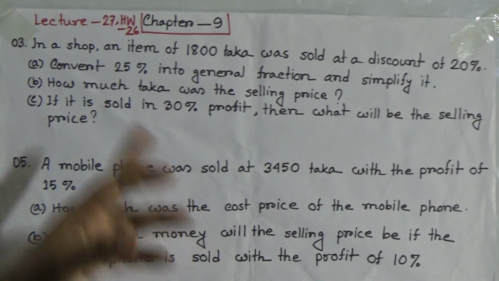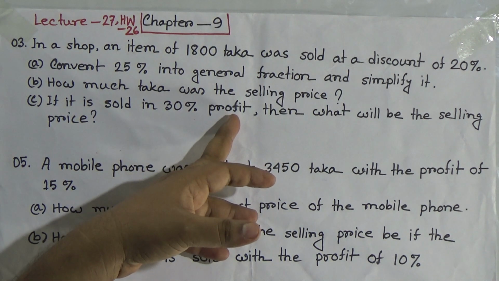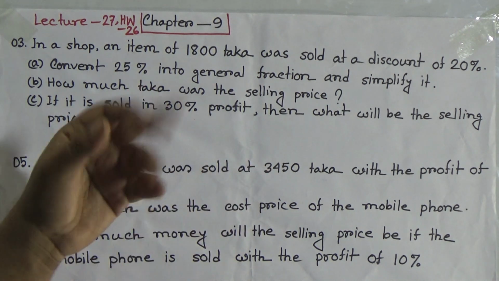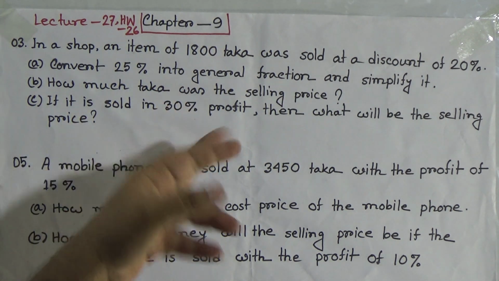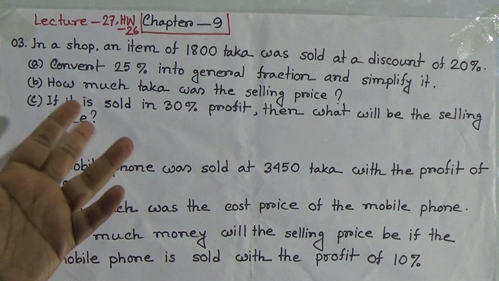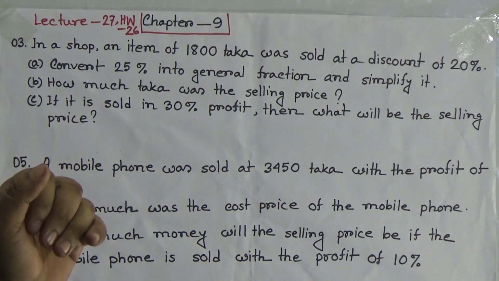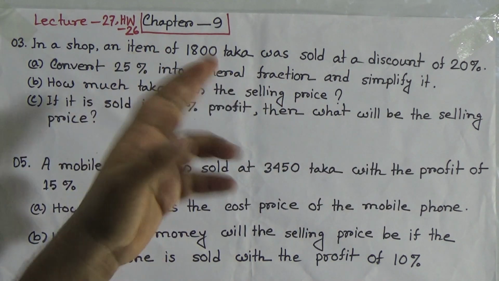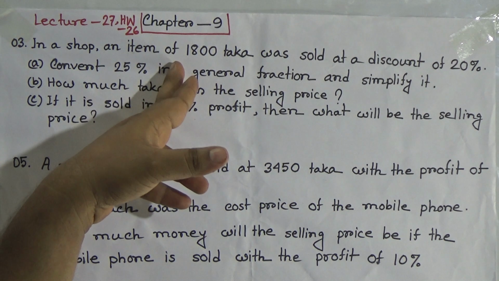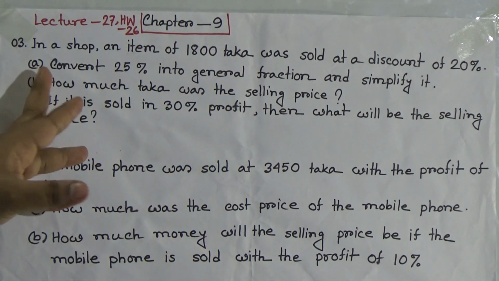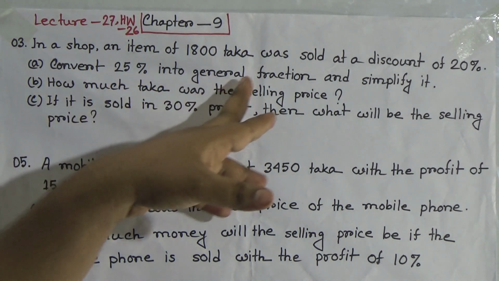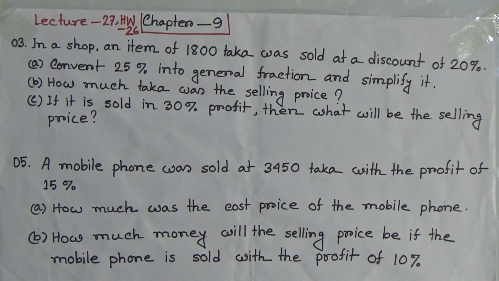Question number C. If it is sold at 30% profit, then what will be the selling price? That means if it is sold at 30% profit, that means if cost price is 100 taka, then selling price will be 100 plus 30, that means 130 taka. Then we find the selling price of that item whose cost price is 1800 taka. So let us start our class.